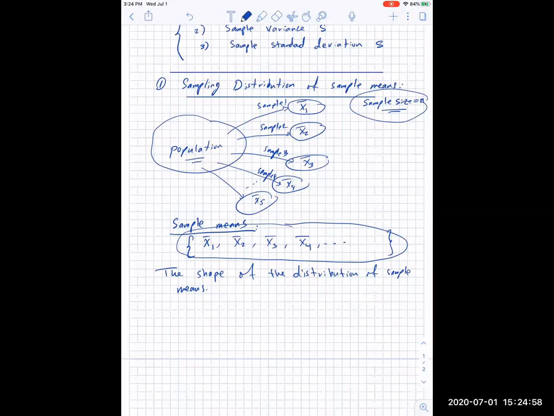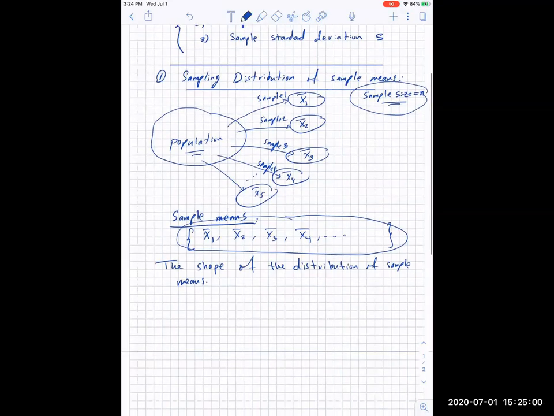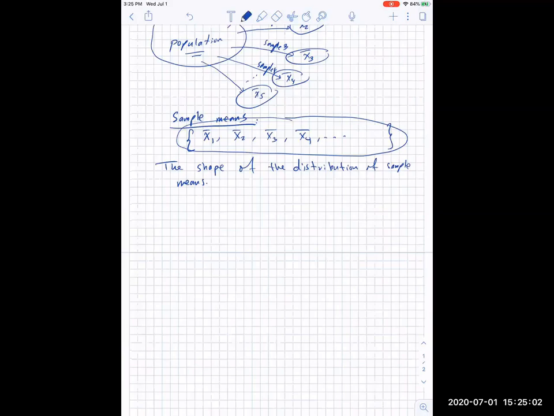Okay. So now here's the technical definition. Let me just quickly take a picture of the definition so we don't have to spend a lot of time writing it.